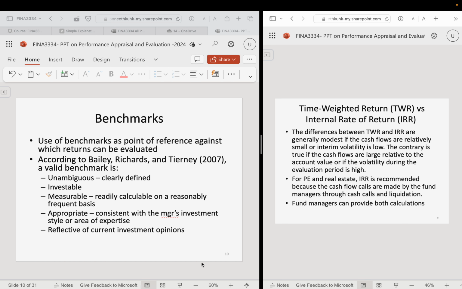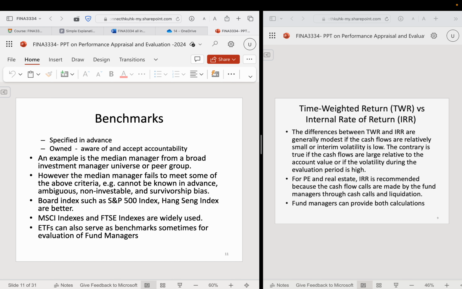And the benchmark must be specified in advance, and then there is the accountability of the benchmark. MSCI and FTSE are widely used, and broad indices such as the S&P 500 and Hang Seng Index are better. ETFs can also serve as a benchmark sometimes for evaluation of fund managers. That's why I always like to use that. I would use the ETF to compare with the fund managers.